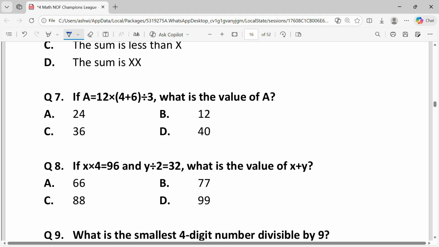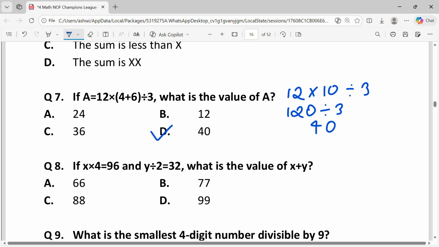Question 7. If a is equal to 12 into 4 plus 6 divided by 3, what is the value of a? Following BODMAS, solving the expression inside parentheses, that is 6 plus 4, 10. So 12 into 10 divided by 3, that is 12 into 10, 120 divided by 3, that is equal to 40.